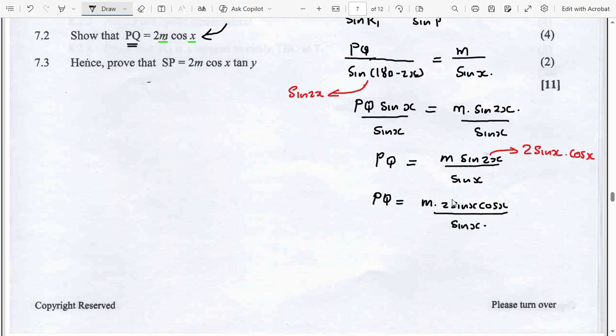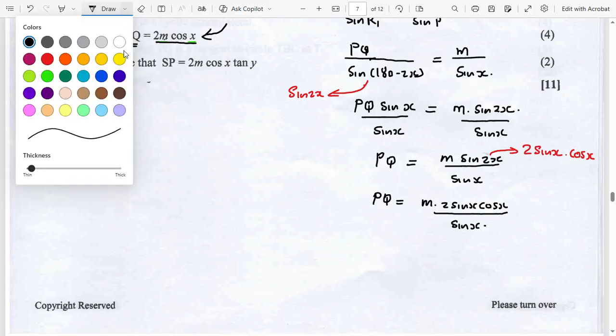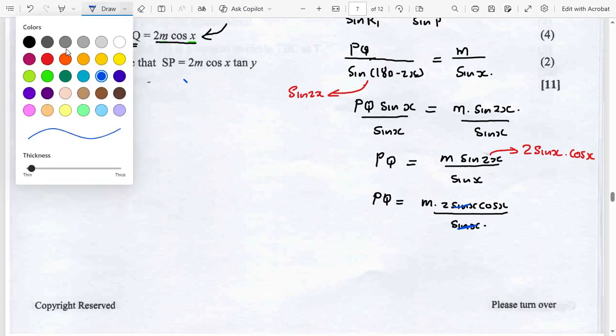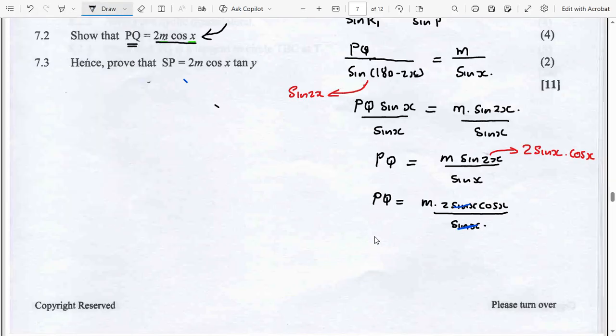the sine x. We don't have a denominator here, so this tells you that we need to get rid of the like terms. We take this sine x to cancel the one on the bottom. And what do you get? So you can see that PQ is equal to, I will write it in the order they want it, 2m cos x. Therefore this is the final answer. That was easy, right? That was very easy. Look at the next question.